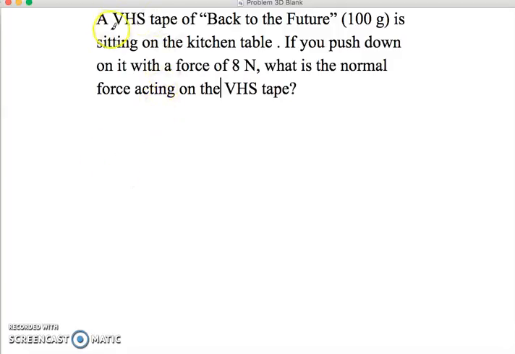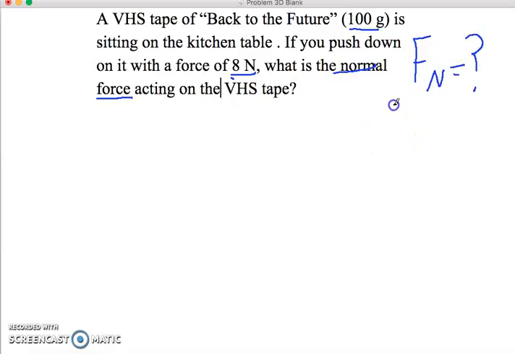We have a VHS tape of Back to the Future, great movie. We know its mass, so it's 100 grams, and it's sitting on a kitchen table. It's saying if you push down on that tape with 8 newtons, what is the normal force acting on the VHS tape? So what is the normal force? We're ultimately looking for what is that normal force coming up from the table.